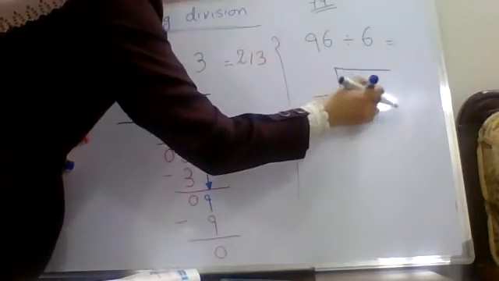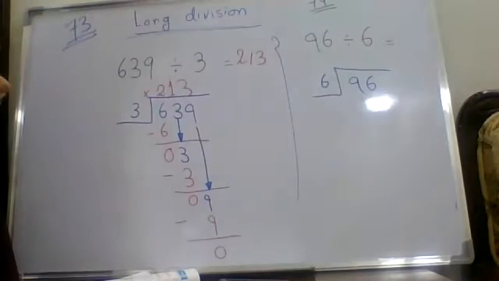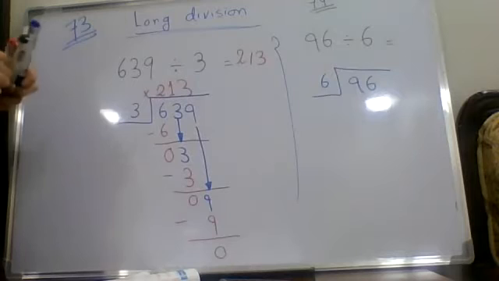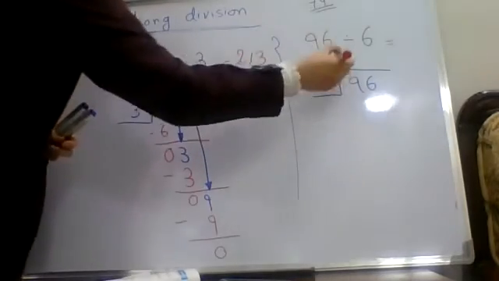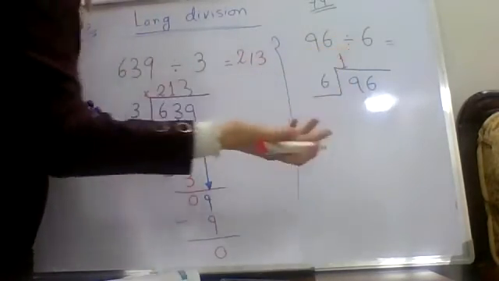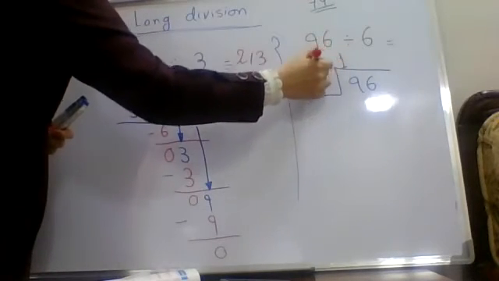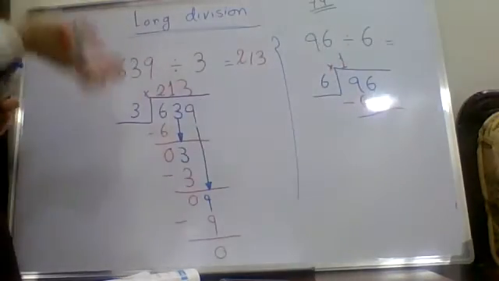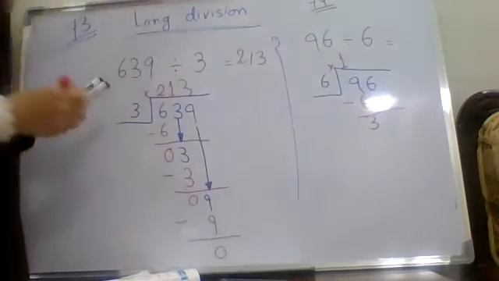I write here 96 and I write 6, and I start checking each number. The first number, which is closer to 6. How many 6 inside this 9? I have only one 6, right? So write 1. Now multiply it. 1 times 6, I have 6. Subtract it. 9 take away 6 equals 3. So I have a remainder over here.